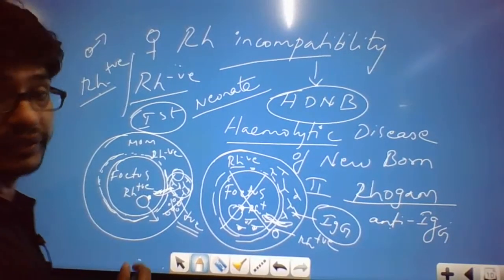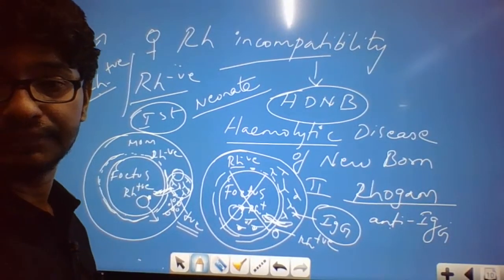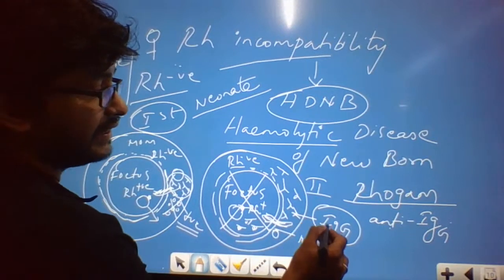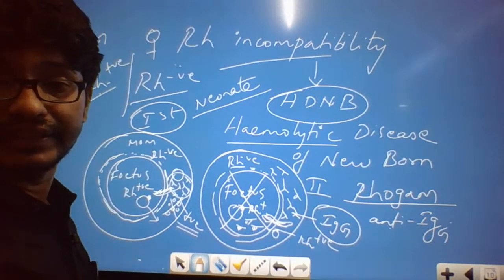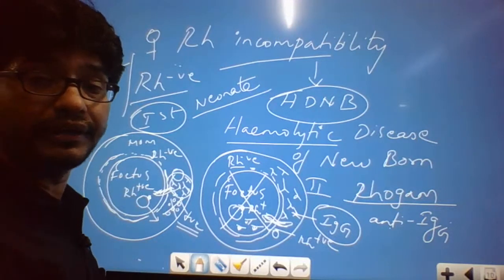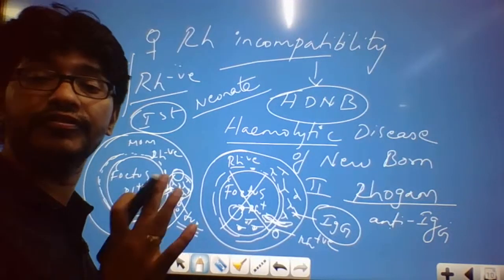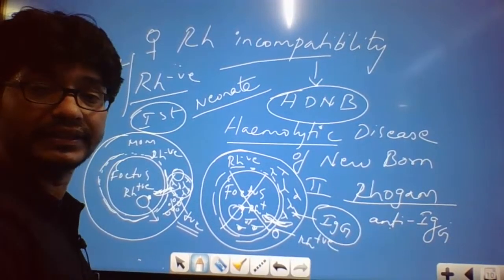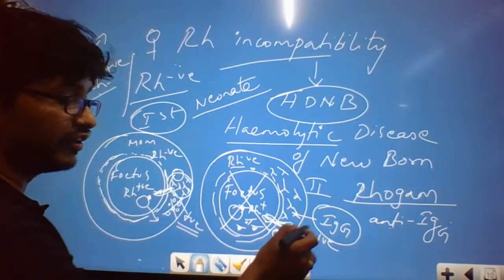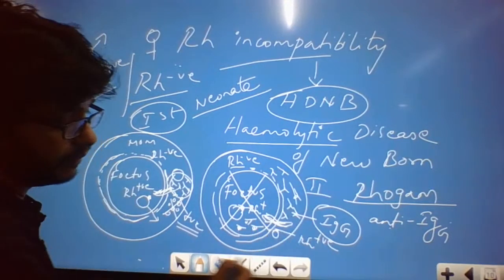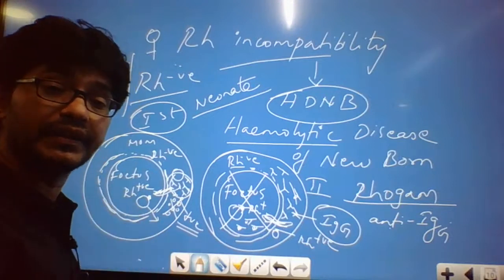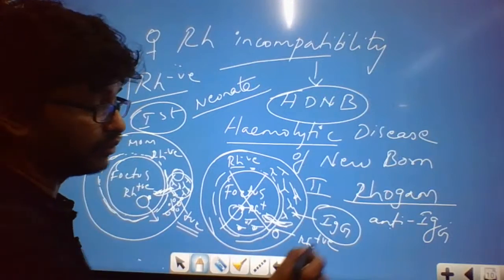Next we'll move on to the next part: IgG. Why is the IgG getting inside? Because IgG is the only antibody that can cross the placenta. Out of the 5 immunoglobulins, why has the immune system chosen IgG? Because the other 4 immunoglobulins cannot cross the placenta, the barrier covering the fetus. Only IgG can cross the placenta.